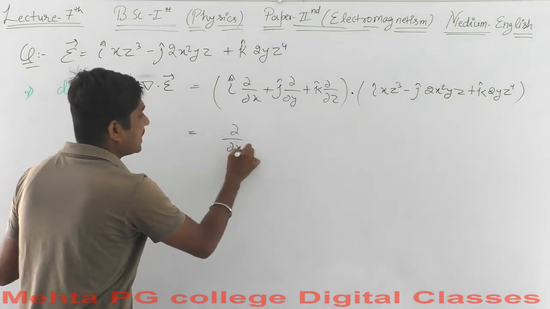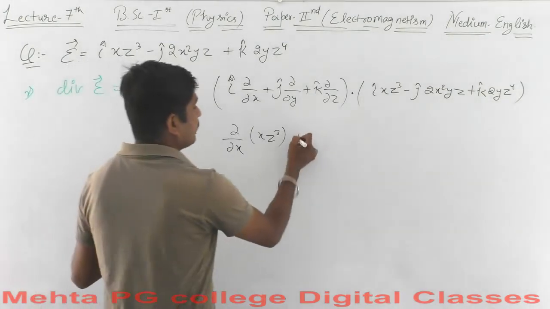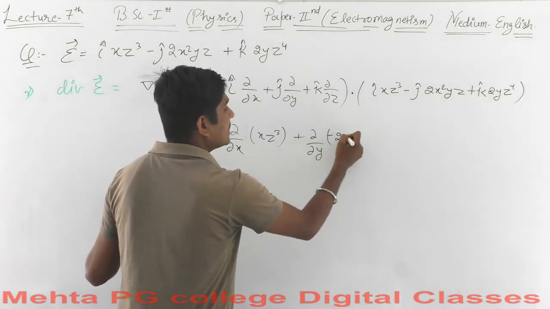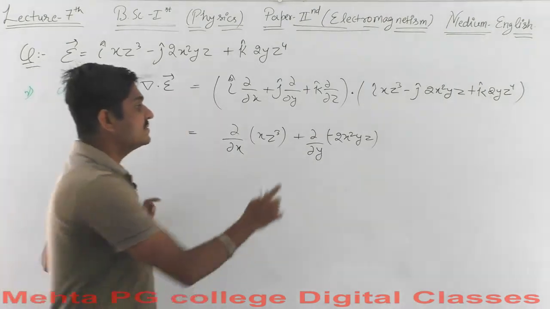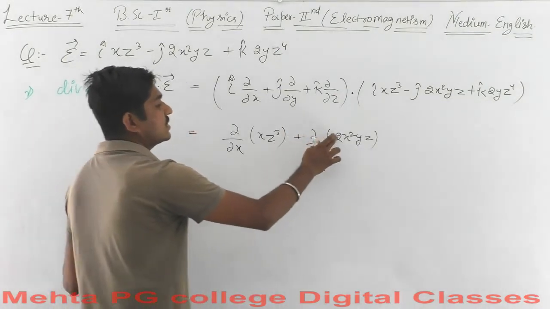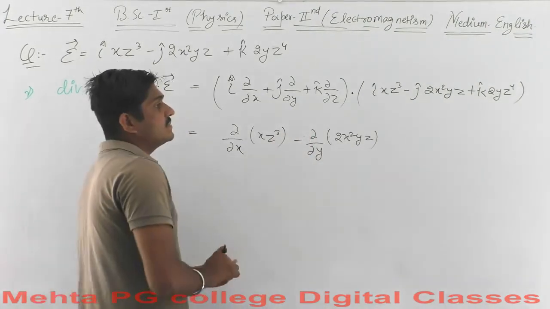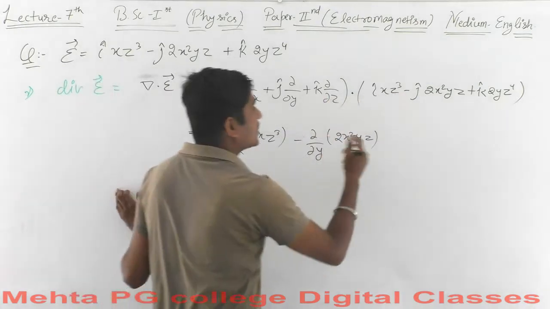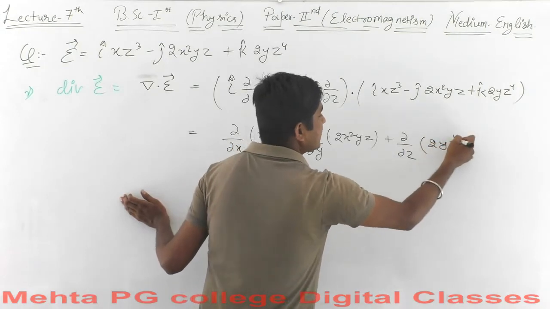Let's say this is curly over curly x of x z cube, plus curly over curly y of minus 2 x square y z. You have to mention the positive or negative sign. You have to mention the minus sign here, or you can simply put it in. Do you understand what I am writing here? This is common mathematical algebra. Going further, k cap dot k cap again: curly over curly z of 2y z raised to power 4.